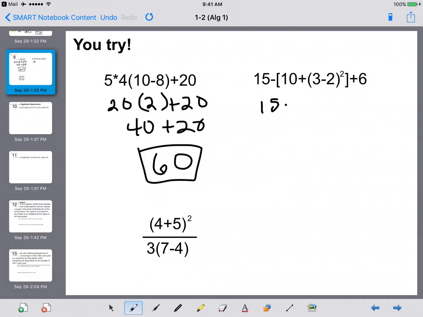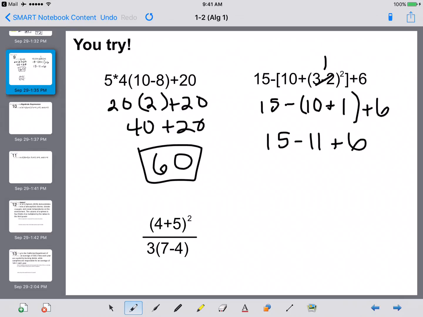Here, 15 minus 10 plus 3 minus 2 is 1. 1 squared is 1. So 10 plus 1 plus 6. 15 minus 11 plus 6. Right? Technically this 11 is in parentheses, but since this minus sign is here, that means 15 minus 11, which is 4 plus 6, which is 10.